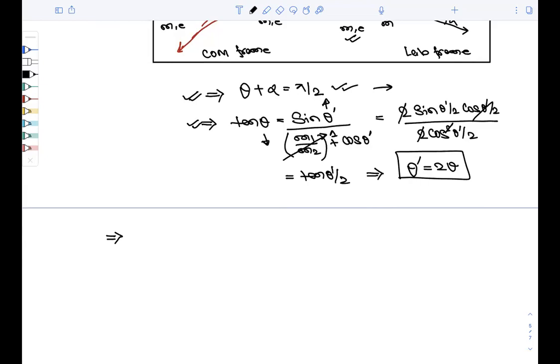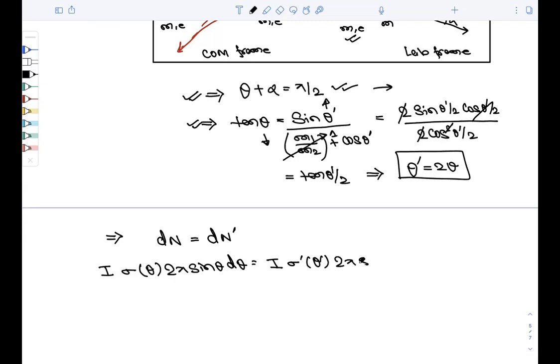Next one, whatever the frame is, the particle that is scattered, the number will be same, right? So you will write the number of particles in both the frames will be same. So dn equals dn dash. We know the formula from scattering, that is I, intensity of the incident particle, sigma theta, let's convert in theta, 2 pi sin theta d theta equals I. It will remain same, right? ये फॉर्मूला तुमने डायरेक्ट भी पढ़ा होगा. वी हैव आल्सो डिस्कस इन द क्लास, बट आई सजेस्ट यू टू डू इन दिस वे ओनली.